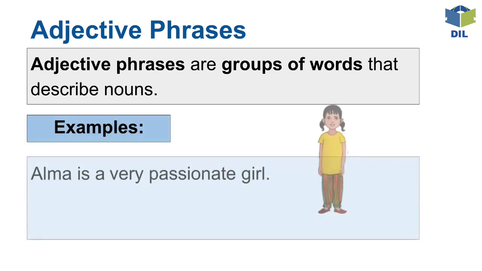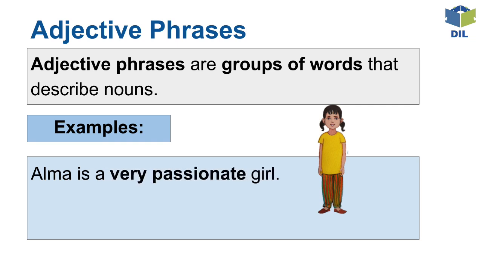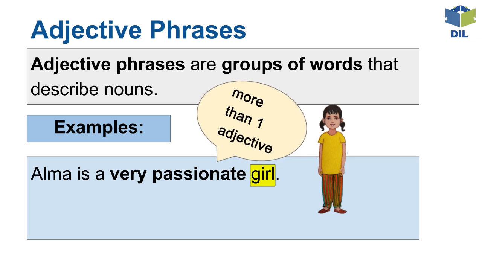Alma is a very passionate girl. What adjectives do you see here? Correct. The two adjectives here are very and passionate. They are both describing the noun girl. Because there is more than one adjective, this is an adjective phrase.